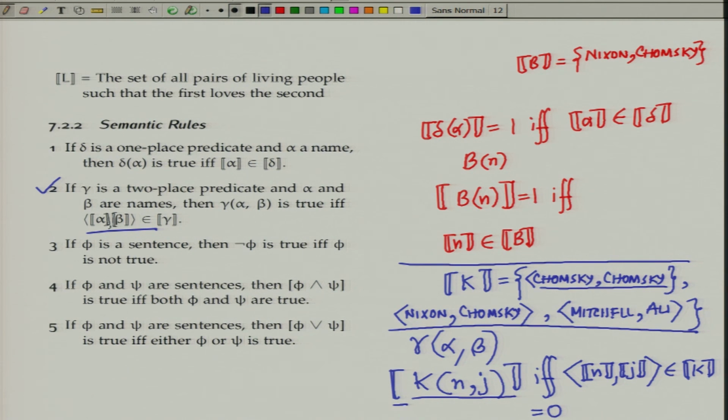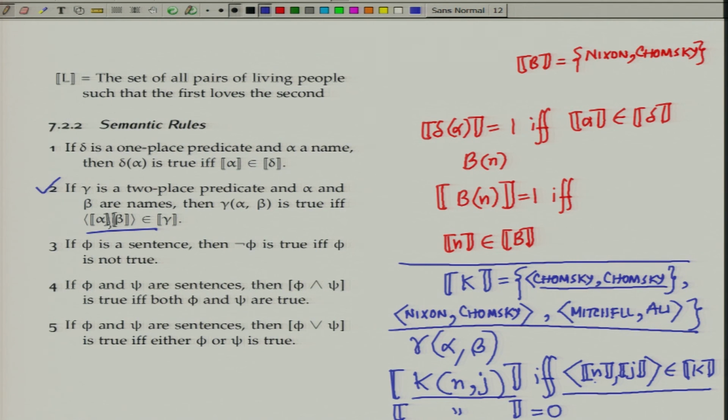So, the truth value of this sentence, that is K N J, is going to be 0, because it does not yield the truth value 1. And once again, it does not yield because of this set membership, because this pair, Nixon comma John Michell, is not part of this set.